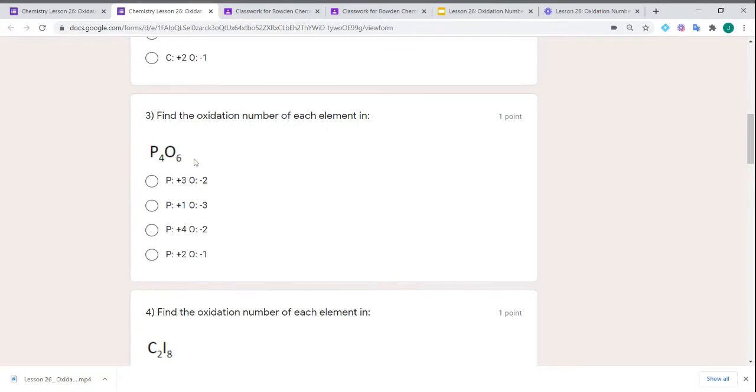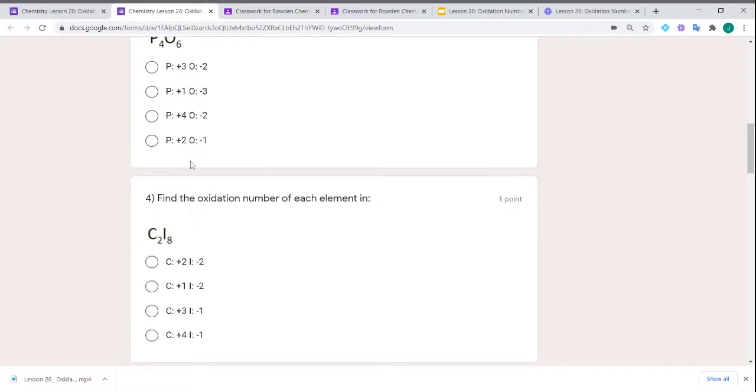Right here, once again, oxygen is -2, and you have 6 of them, so that makes a total of -12. So on the right, we'd have -12. To balance out -12, 3 times 4 is what makes 12. So P has to be +3. So we get +3 and -2.